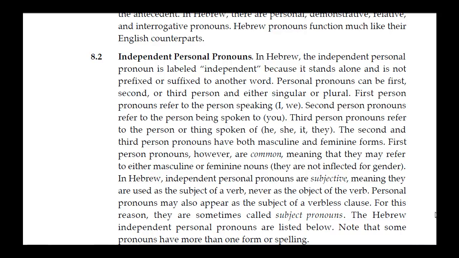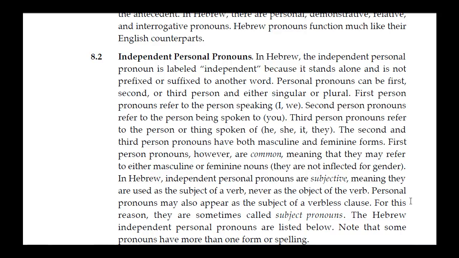The first person pronouns refer to the person speaking, like I and we. The second person pronouns refer to the person being spoken to, you. And the third person pronoun refers to the person or thing spoken of, for example, he, she, it, or they. Now, the second and third person pronouns have both masculine and feminine forms. First person pronouns, however, are common, meaning they may refer either to a masculine or feminine noun, and they're not inflected for gender, as with the other persons.